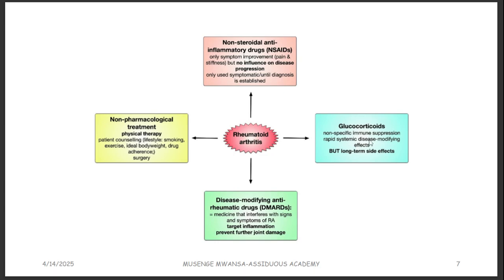You can also give them the glucocorticoids. Now, these are non-specific immunosuppressants, and they have got rapid systemic disease modifying effect, but long-term side effects. So rapidly they are going to have disease modifying effects. They'll help, but over a long period of time, because these guys actually inhibit our immune system, they suppress our immune system. The thing is that we become weak. You are prone to getting sick because your immune system is down.